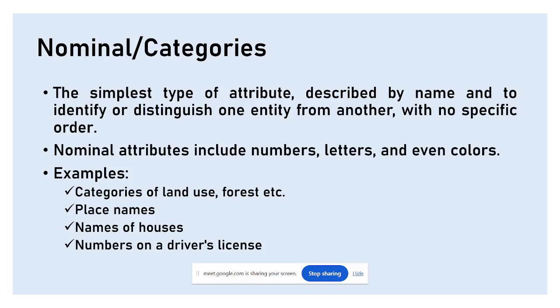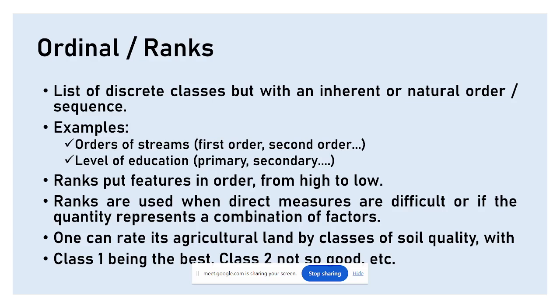So the nominal attributes include numbers, letters and even colors. Okay, it can be anything. Then it brings us to the ordinal or the ranks. Unlike the nominal one, here you have some order or some hierarchy kind of thing. So here you have a list of discrete classes but with an inherent or natural order or sequence. Okay, there are discrete classes but then they have a proper order.